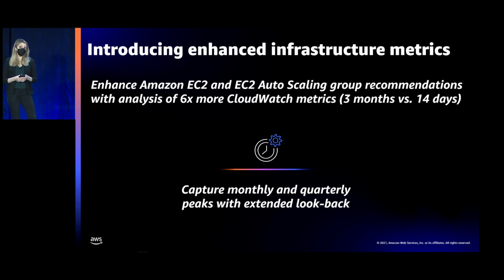If you have monthly or quarterly usage patterns, the consideration of the 3-month look-back period can make your recommendations for EC2 instances and auto-scaling groups more accurate and more representative of your workload's characteristics. This feature is inactive by default. So when the feature is inactive, that means that Compute Optimizer looks at the last 14 days of CloudWatch history in generating the recommendations. And in terms of how you can actually activate it, there are 3 levels that you can do it at.